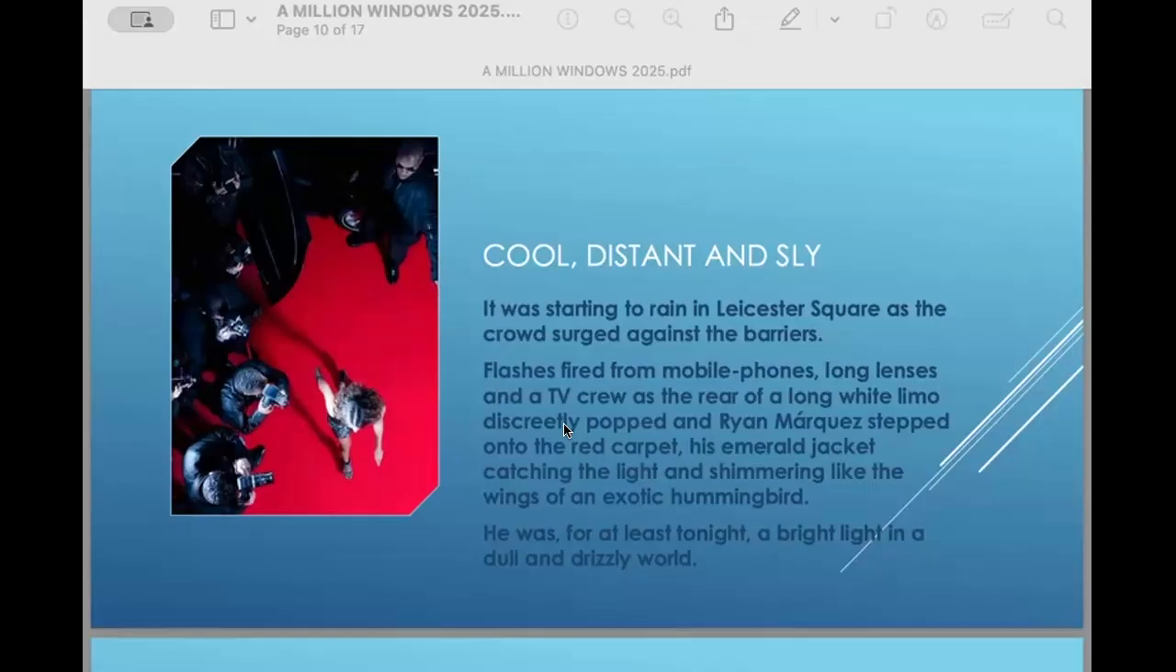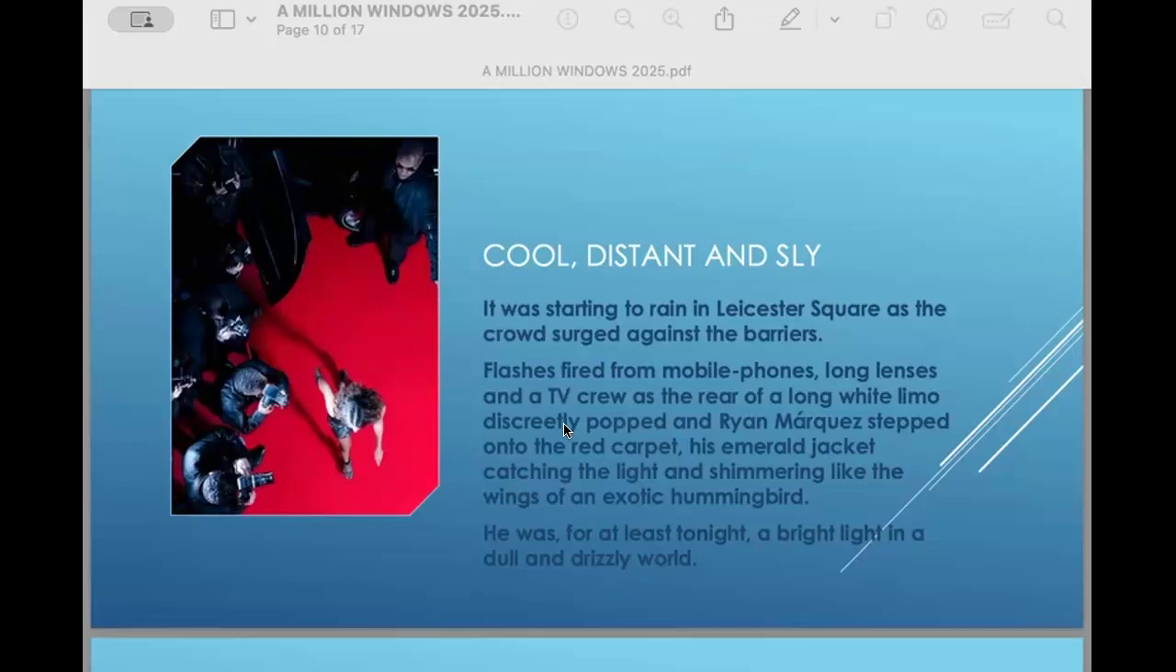It was starting to rain in Leicester Square as the crowd surged against the barriers. Flashes fired from mobile phones, long lenses, and a TV crew as the rear of a long white limo discreetly popped and Ryan Marquez stepped onto the red carpet, his emerald jacket catching the light and shimmering like the wings of an exotic hummingbird. He was, for at least tonight, a bright light in a dull and drizzly world.